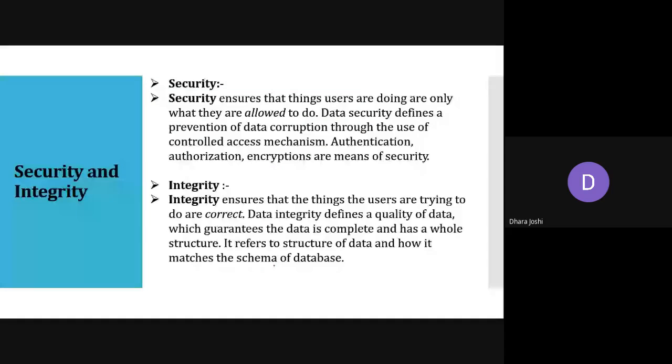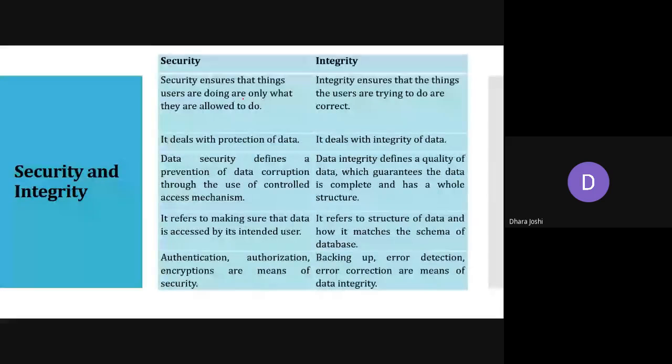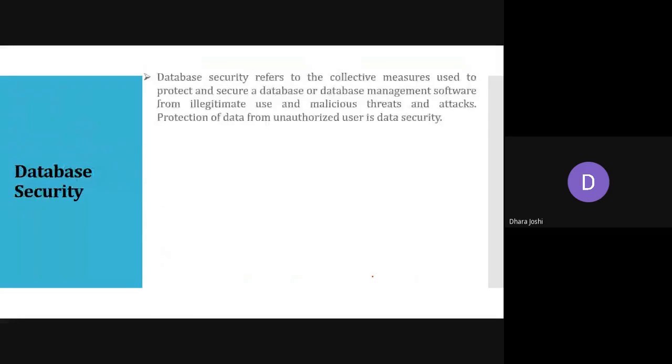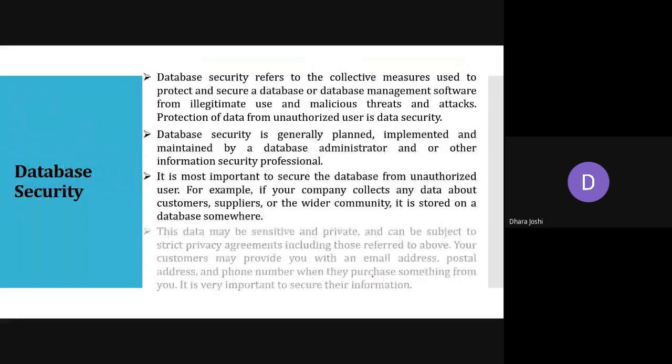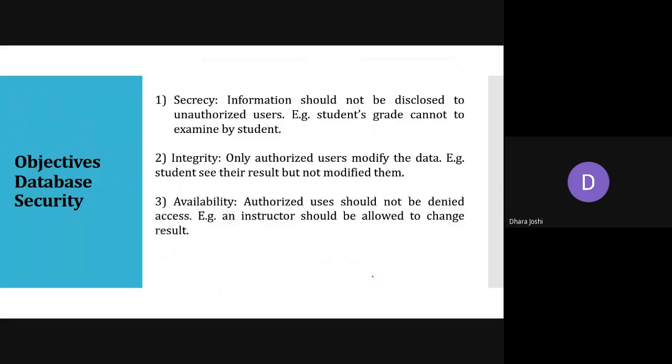Security and integrity, the difference: security means what the person is allowed to do, and integrity means that the things are correct. So in security, the important terms are authentication, authorization, and encryption. Here it is backing up, error detection, and error correction. Then what is database security? Why is it required? And the three objectives: secrecy, integrity, and availability.